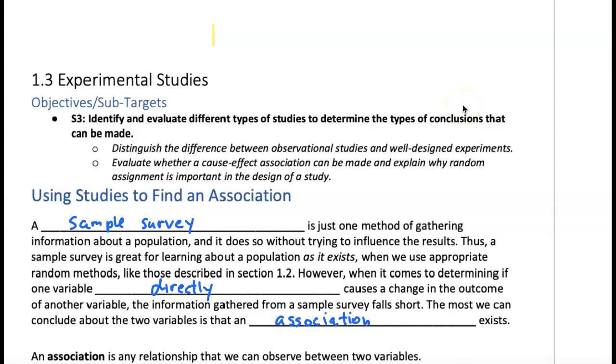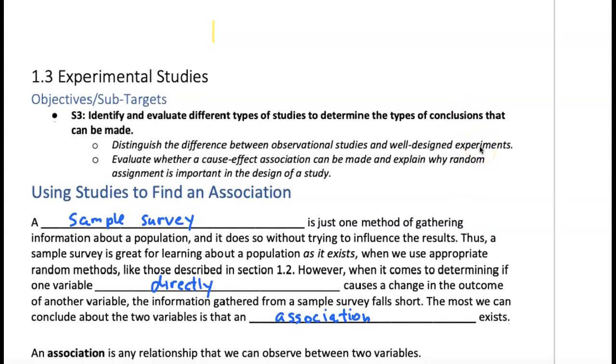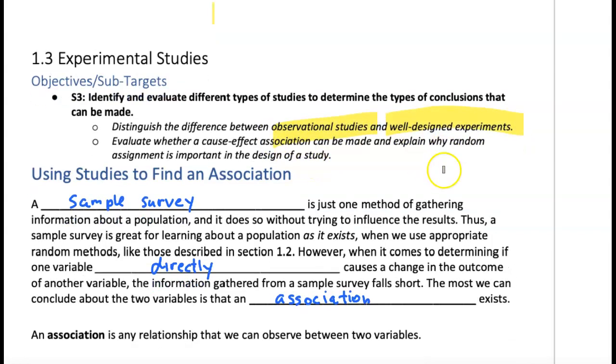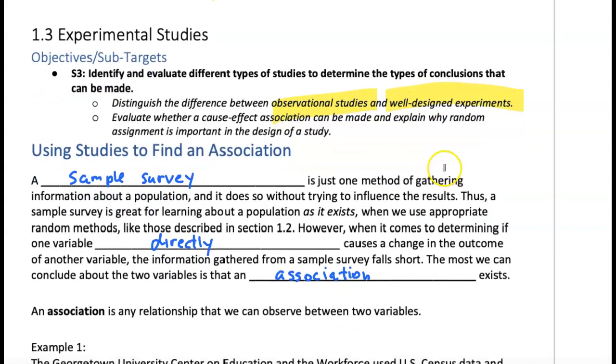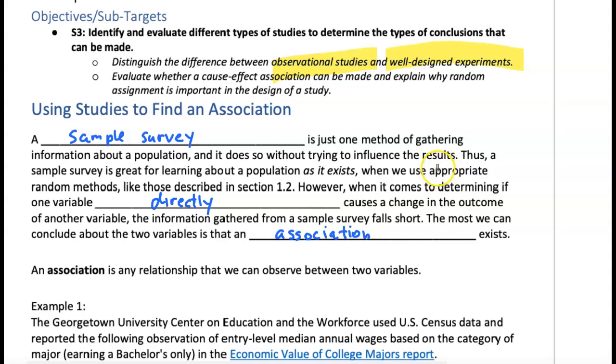In lesson 1.3, we really want to start to identify and evaluate the different types of studies, right? We earlier talked about observational studies versus designed experiments or experimental studies, which we sometimes call well-designed experiments versus observational studies. And then really thinking about what conclusions we can make from that.